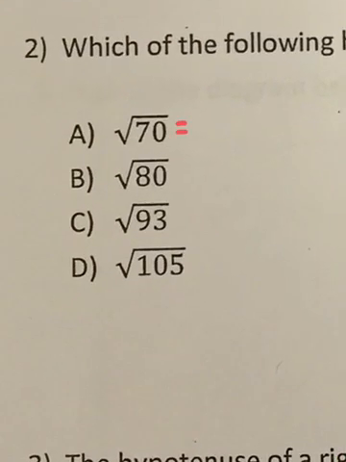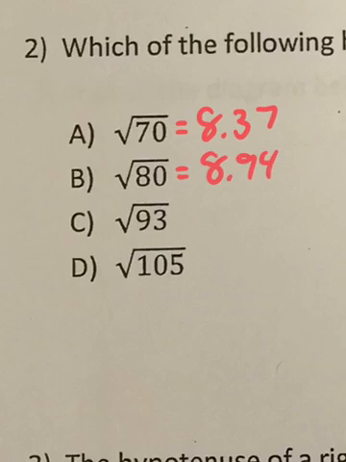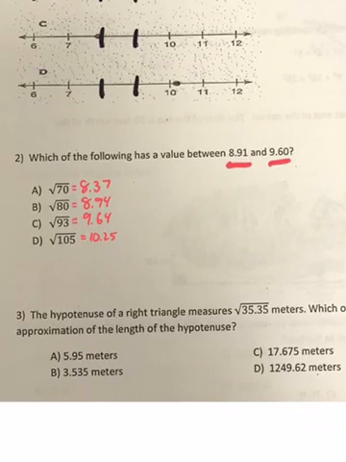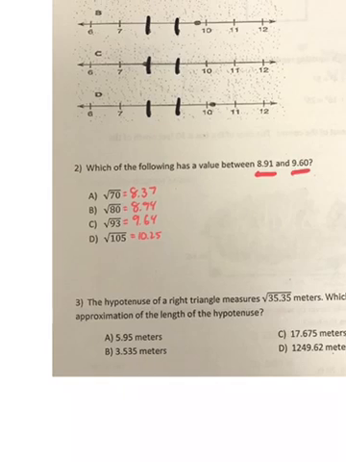So square root of 70 comes out to 8.3, and we're going to round it up just a little bit to 8.37. Square root of 80 comes out to 8.94. Square root of 93 is going to be 9.64. And square root of 105 is 10.2, and that's going to round up just a little bit to 5, so 10.25. So we just have to figure out which one of those is between those 2 numbers. And from here, I'm going to let you guys figure out what the answer is on your own. All the work's pretty much done for you.